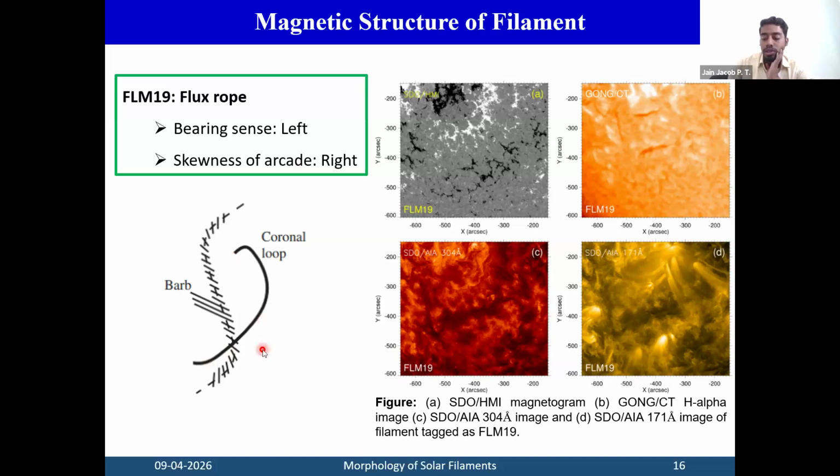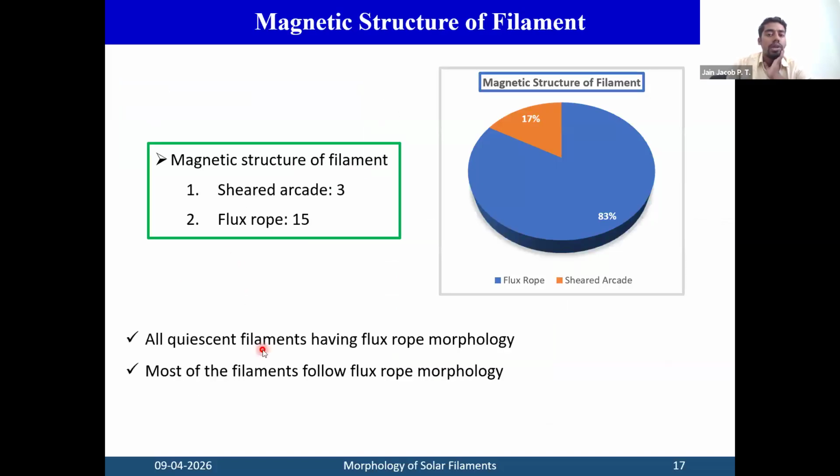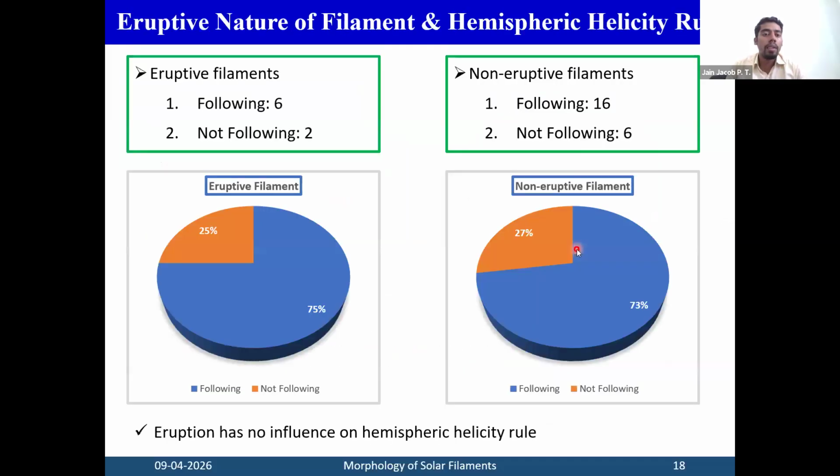for that morphology. So when we come to the estimation of the magnetic structure, we found 3 filaments with sheared arcade morphology and 15 filaments with flux rope morphology. So most of the filaments have flux rope morphology, and all the cohesion filaments found in this study have flux rope morphology, as seen in this pie diagram. Then we also studied the eruptive nature of the filament and the hemispheric helicity rule.